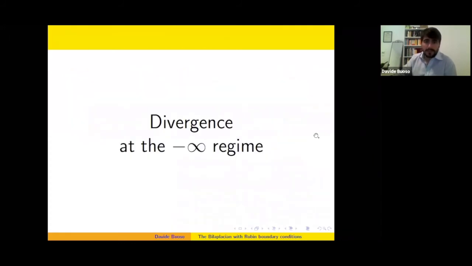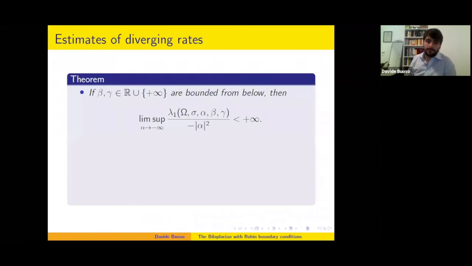So this is essentially everything I wanted to tell you in the plus infinity regime. So now let's go to the minus infinity regime, where divergence is expected to happen. And indeed, this is the case. So in this case, we treat alpha, beta, and gamma simultaneously, because in all of them, we will see divergence.